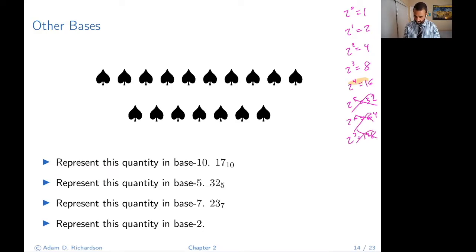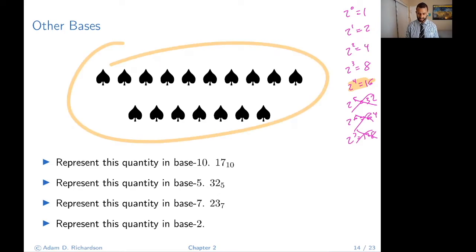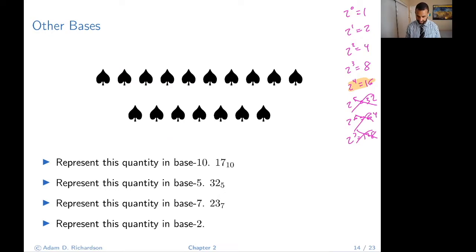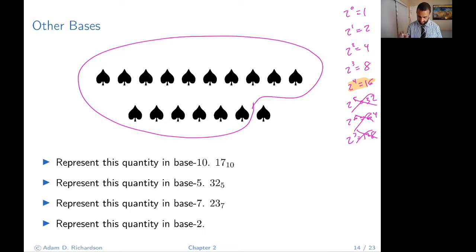We can start with groups of 16. So how many groups of 16 can we get out of this quantity? Well, there's one group right there. So we have one group of 2 to the 4th. Now at this point you might be tempted to jump straight to the end and say that there's only one left, so it's 1 times 2 to the 0 and we're done. But you've got to slow down, slow down.